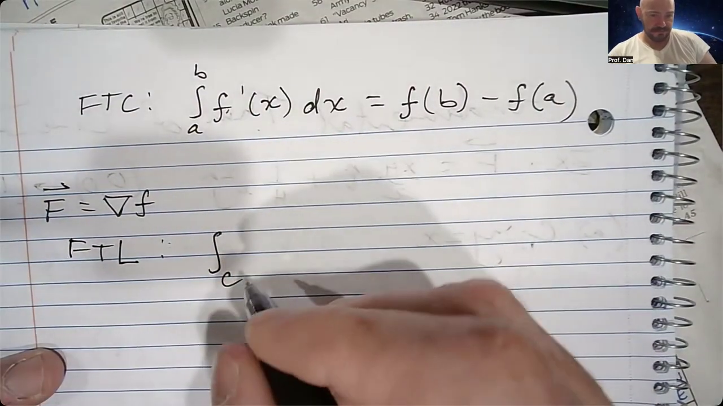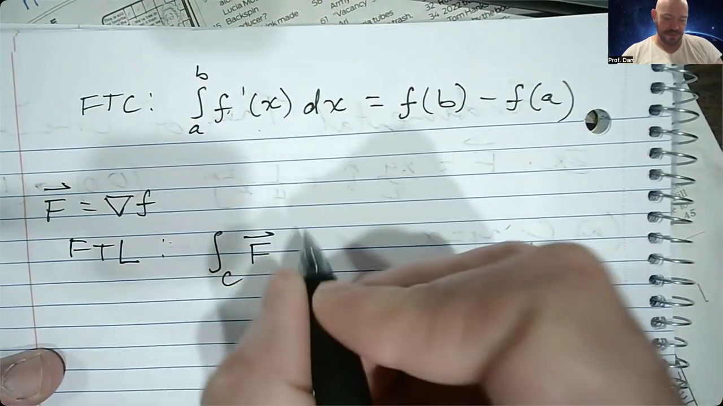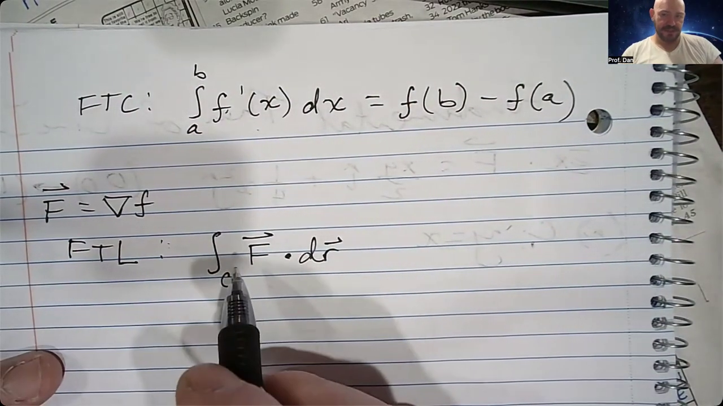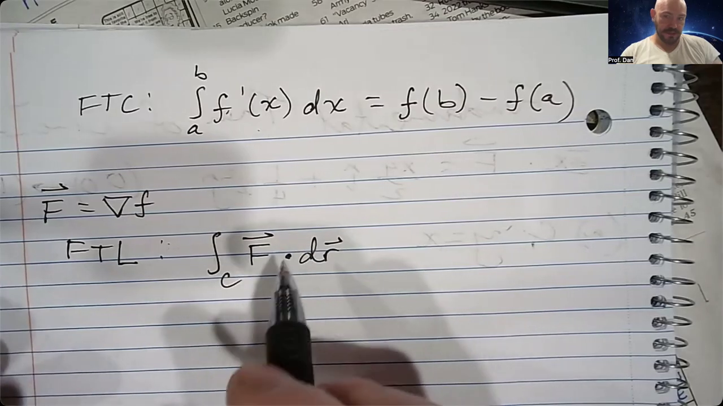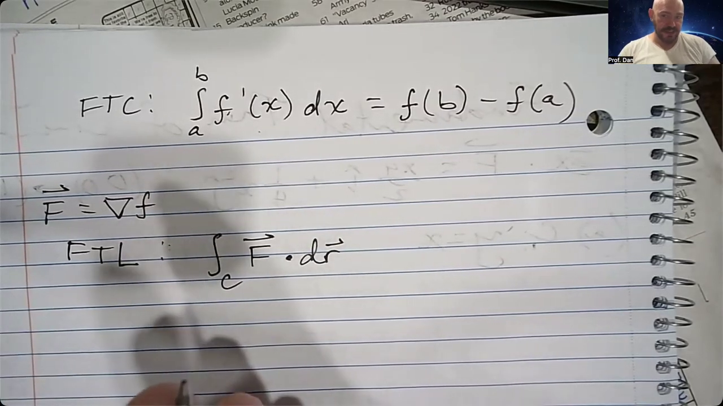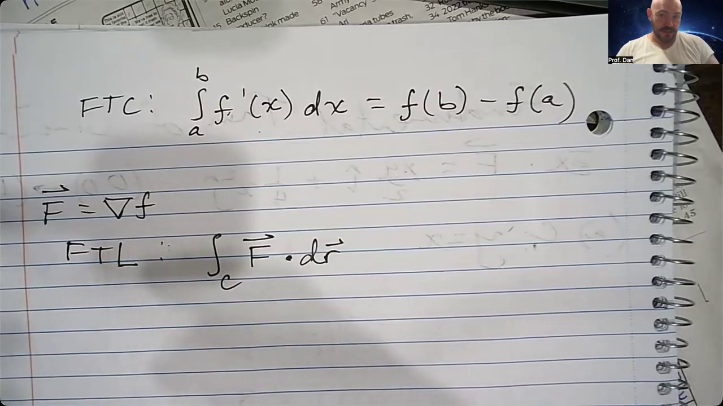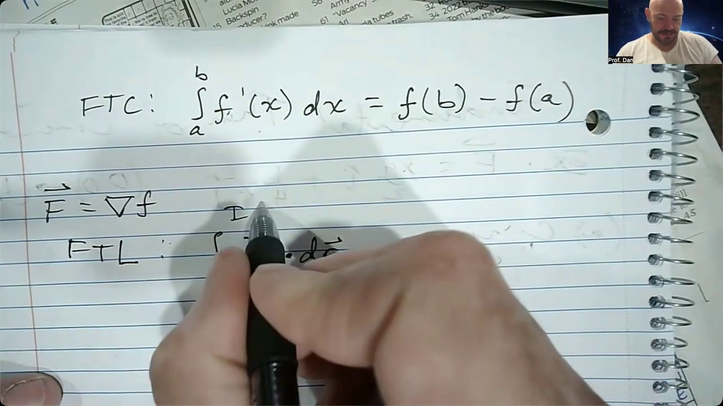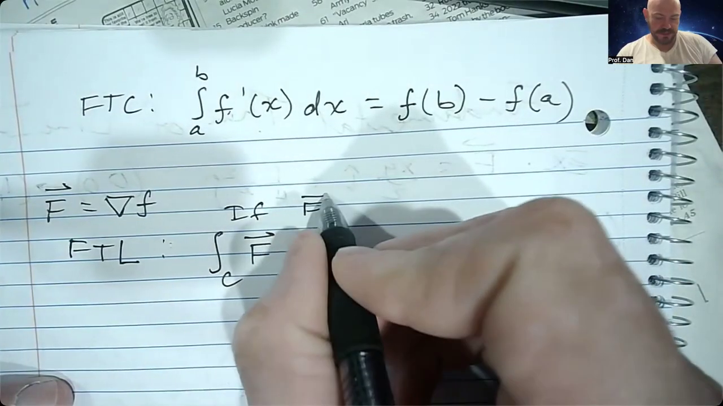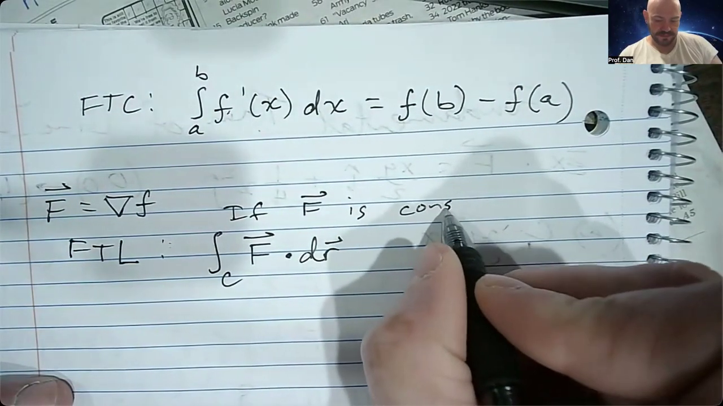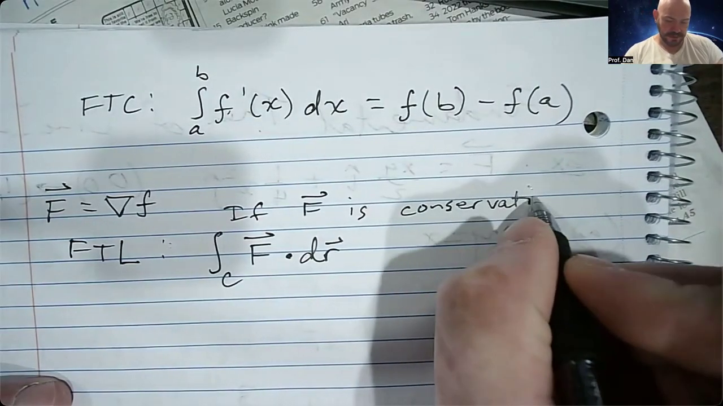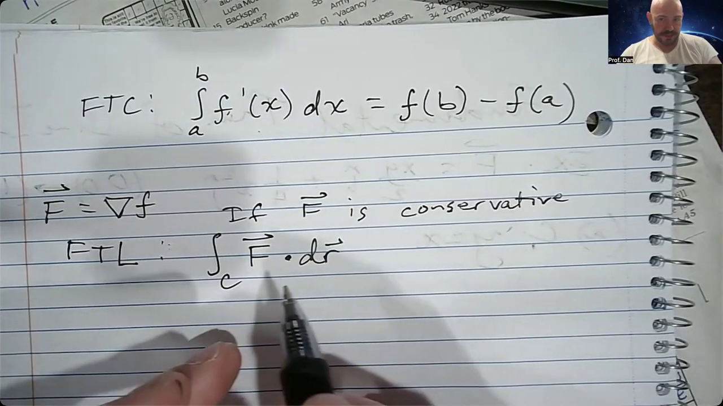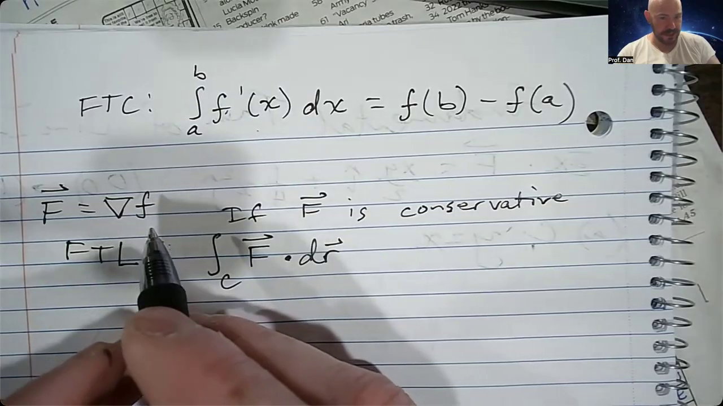So the fundamental theorem of line integrals basically tells me that if I take the integral over some path of a force field F dot dr, so basically, if I integrate a vector field, I'm essentially integrating a gradient. So if F is conservative, that implies that F is the gradient of something. If I take the integral of a gradient, guess what I'm going to get? The original thing.